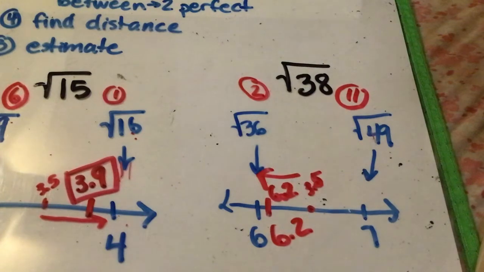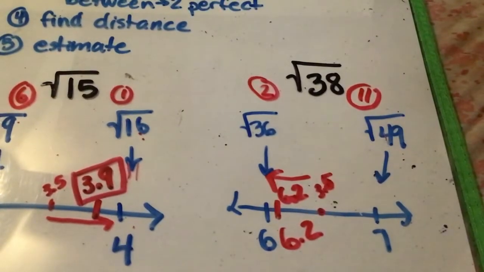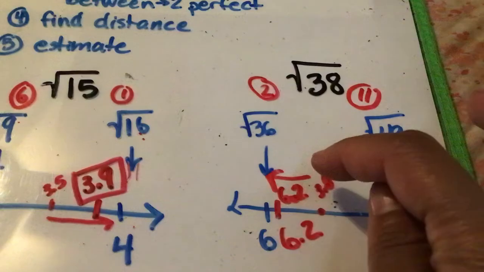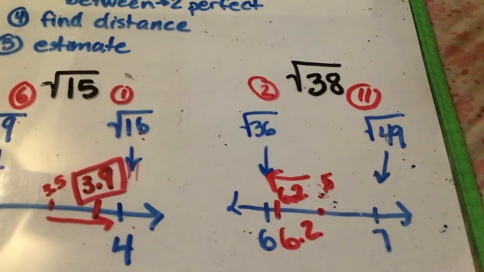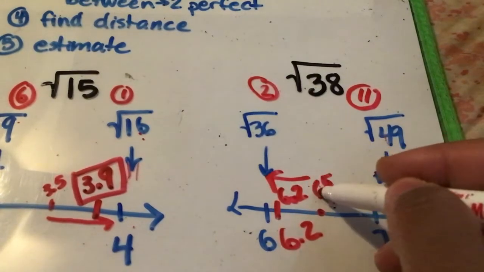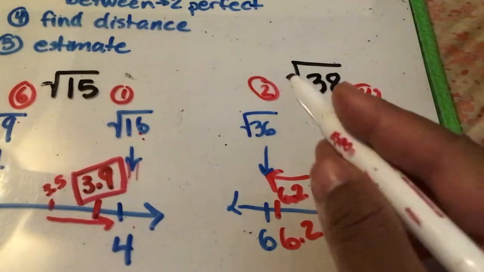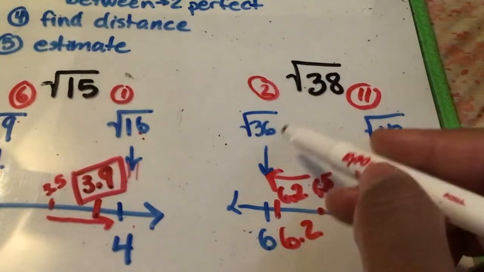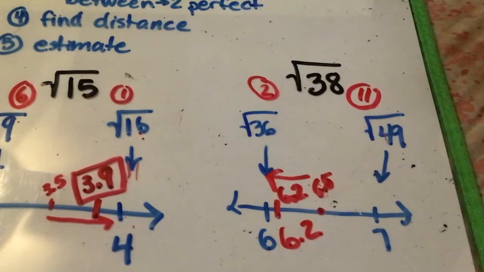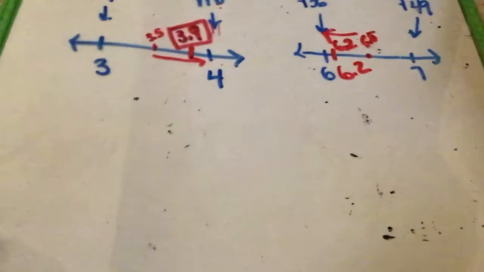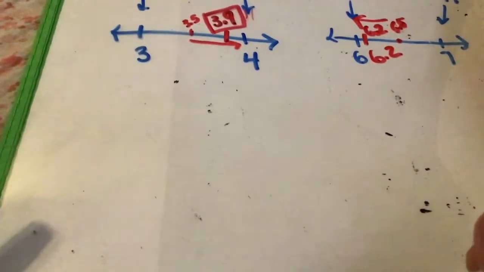Try not to go close to the halfway mark. So don't go close to your 6.4, 6.5, 6.6. You don't want to be close to the halfway mark because that means that you're halfway in between these two locations. All right. So let me give you another example.